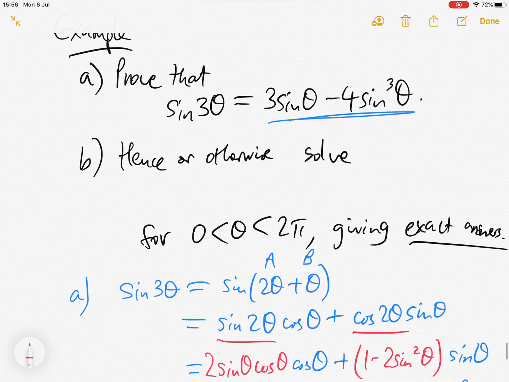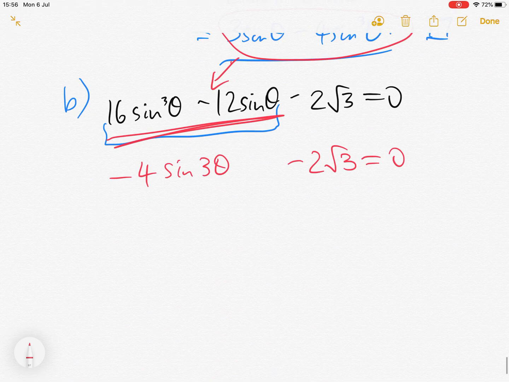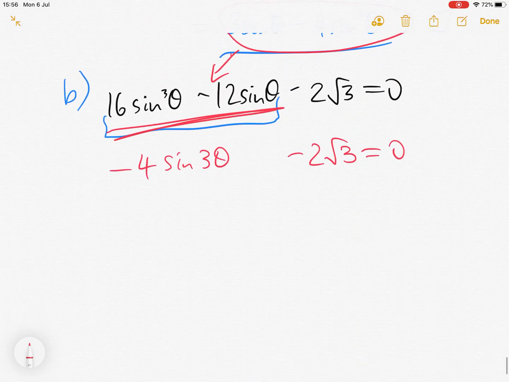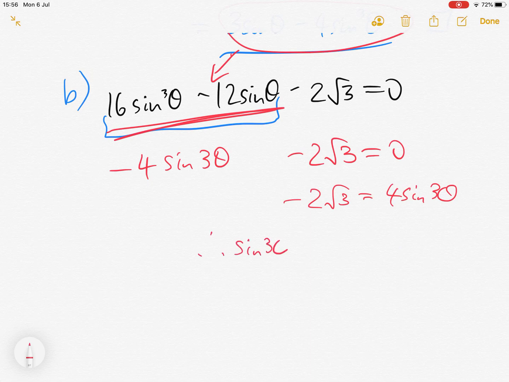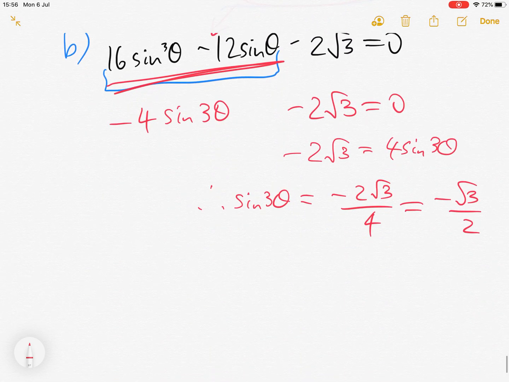Whenever you have a question that says hence or otherwise, the best way is probably the hence in almost all cases. So hence means therefore, so it means using part A. So the easiest way is then to solve this equation. So if we move 4 sine 3 theta to the other side, we can say therefore sine 3 theta is minus 2 root 3 over 4, which is minus root 3 over 2. And we wanted to solve between 0 and 2 pi. So actually this is really nice because it can be done without a calculator.